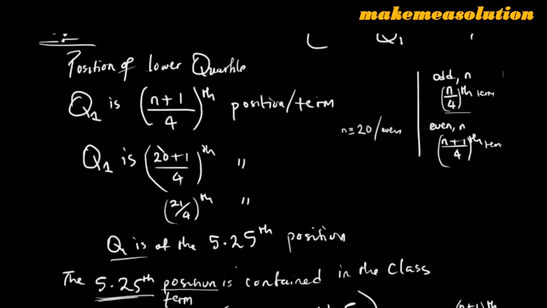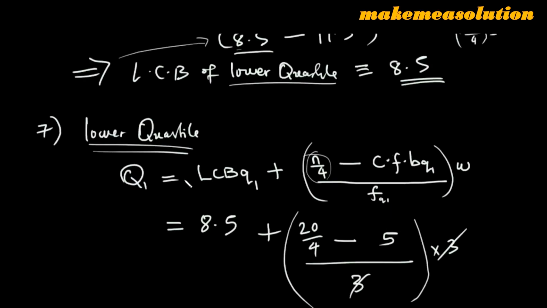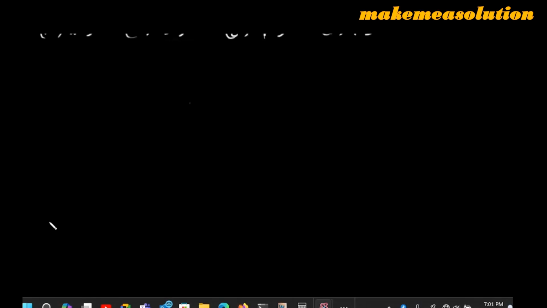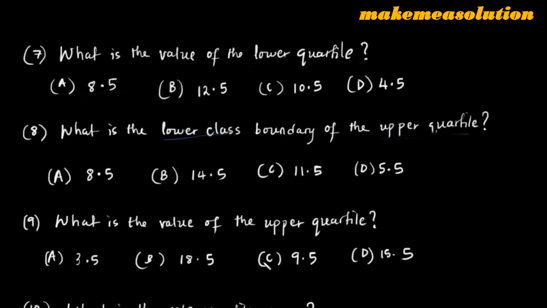which you can do using this formula pattern. So from this point on, I'm going to be super fast so that we can finish the rest of the question on time. So number 7 is 8.5, which you have here. Number 7 is 8.5. So the value of the lower quartile is 8.5.